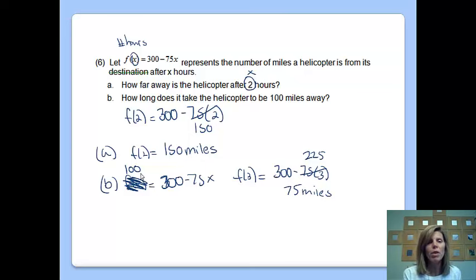I want to know how long does it take for the helicopter to be 100 miles away. It's going to be somewhere between there. So I'm going to put between 2 and 3 hours. And if you wanted to get pickier, you could try 2.5, you could try 2.6 until you got something that's pretty close to 100. All right, so hopefully now you are familiar with working with functions that are in function notation.